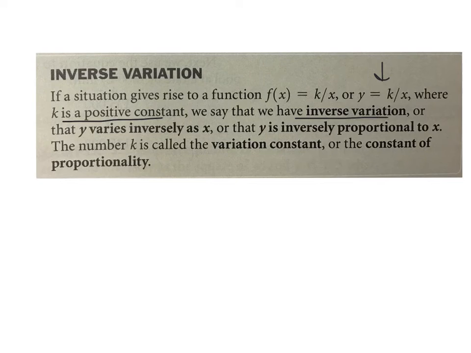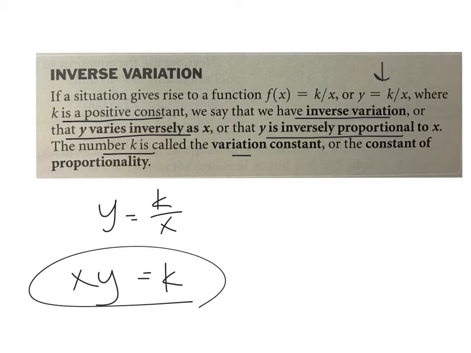We say it this way: it's inverse variation, or y varies inversely as x, or y is inversely proportional to x. k is the variation constant, or constant of proportionality. So our equation is y equals k over x. If we're just looking for k, what our constant is, we would multiply both sides by x, and k is xy. And if k is constant, think about it: as x goes up, y must come down for the constant to be the same.